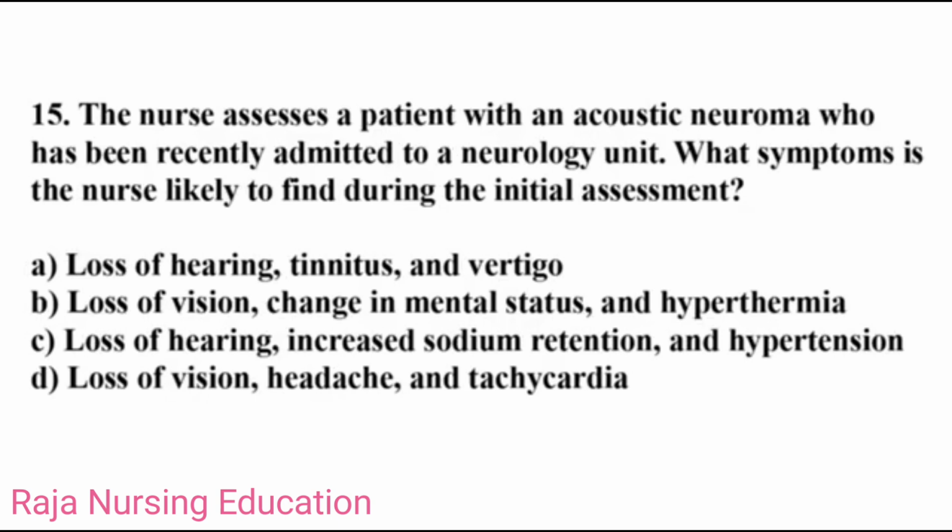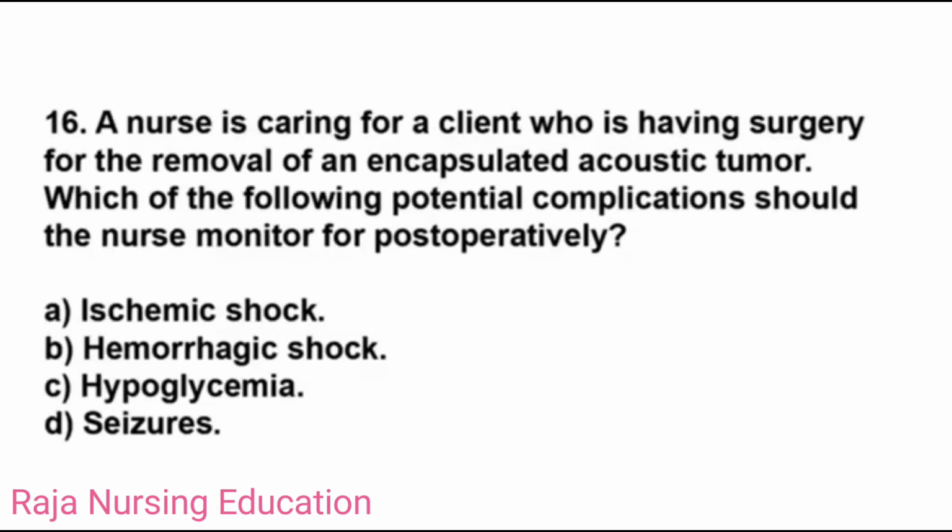The nurse assesses a patient with an acoustic neuroma who has been recently admitted to the neurology unit. What symptoms is the nurse likely to find during the initial assessment? A. Loss of hearing, tinnitus and vertigo. B. Loss of vision, change in mental status and hypothermia. C. Loss of hearing, increased sodium retention and hypertension. D. Loss of vision, headache and tachycardia. The answer is A. Loss of hearing, tinnitus and vertigo.